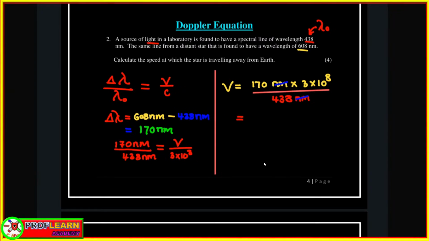Let us use our calculator. Our answer is 1.16 times 10 raised to power 8 meters per second, which can equally be written as 1.16 times 10 raised to power 5 kilometers per second. I've just divided that answer by 1000 to get kilometers per second. So that is the speed at which the star is moving away from the Earth, and that is how to use the Doppler equation.